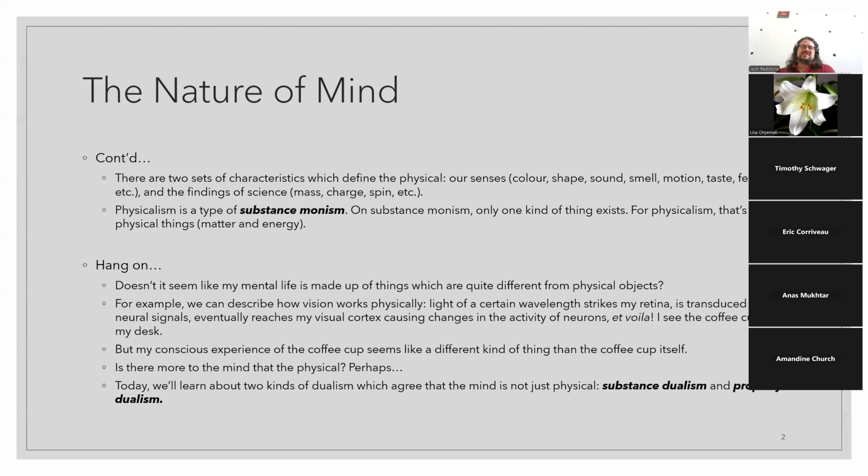And so all of this leads some people to ask whether there is something more to the mind than the physical. And so we're going to learn about that today. We're going to learn about a couple of varieties of dualism. But first, I just want to make sure that we're all clear on something. This is the difference, or the apparent difference, between the mental and the physical. Does it sound straightforward to you?